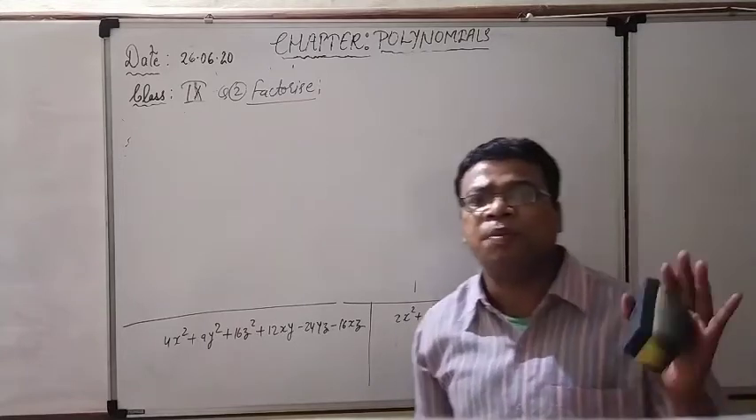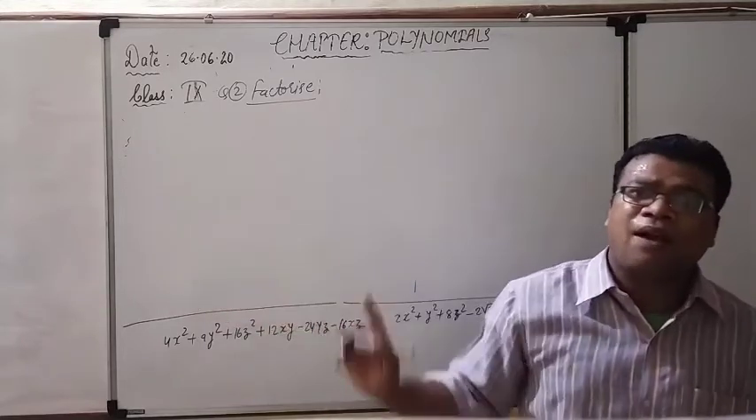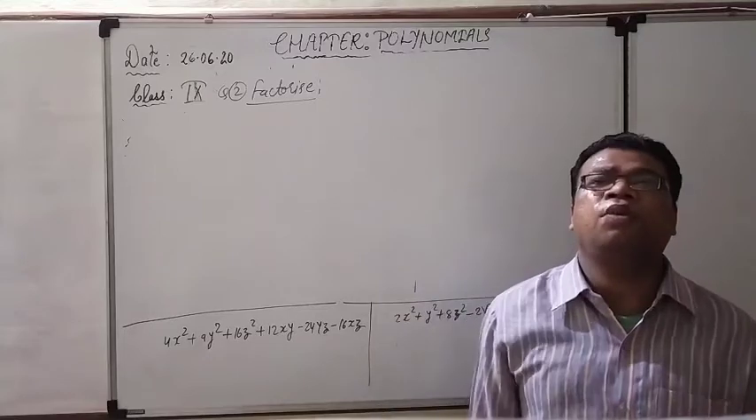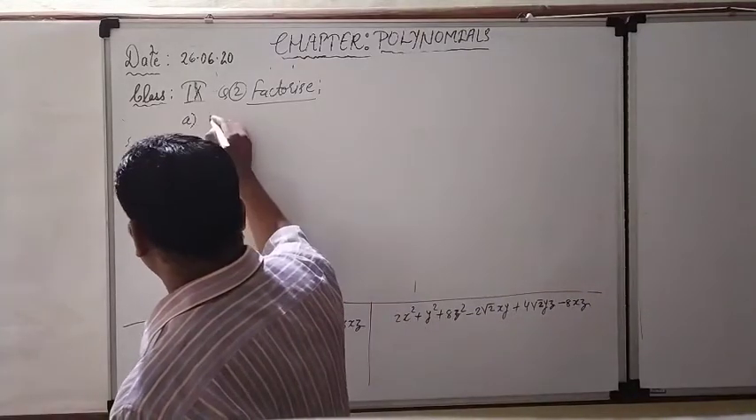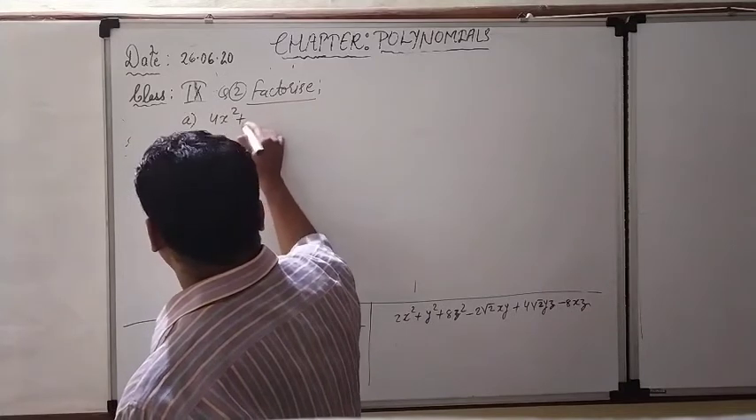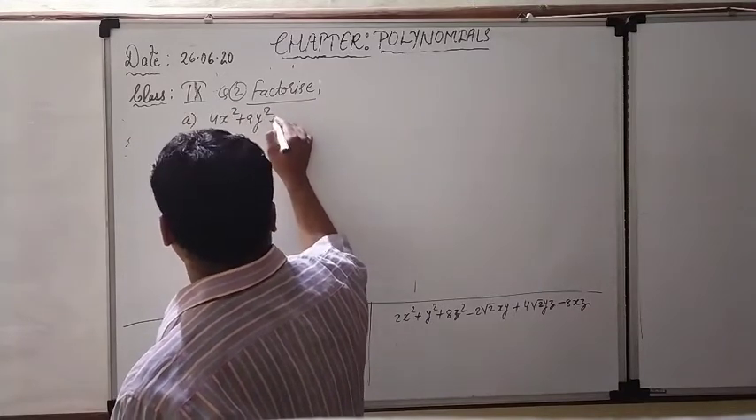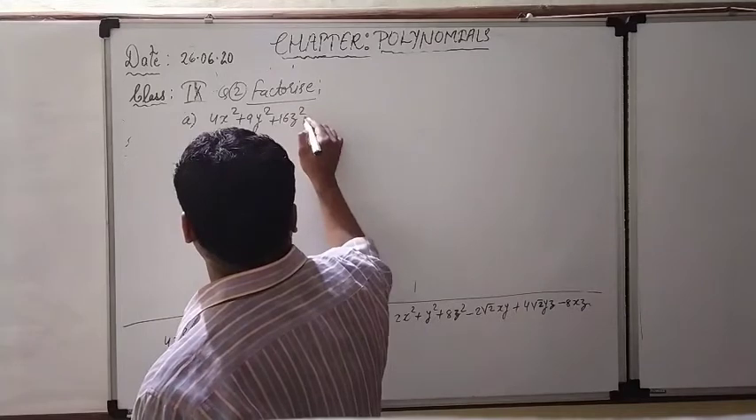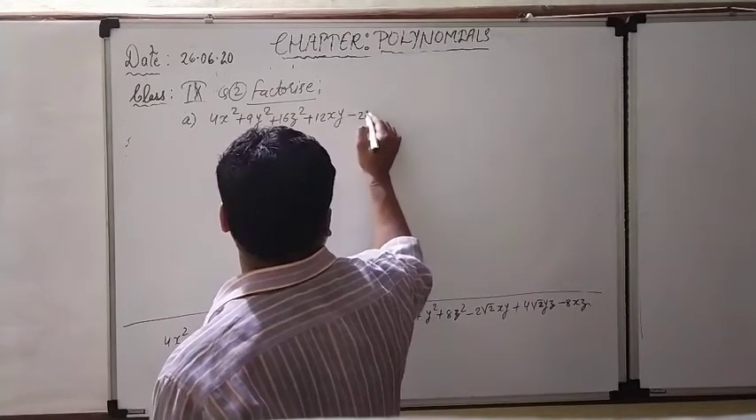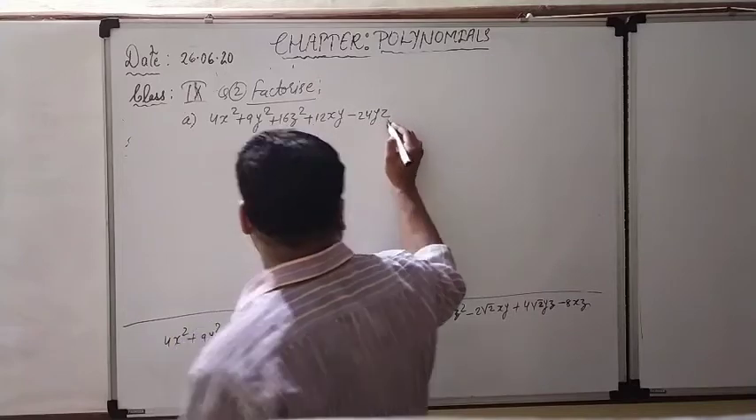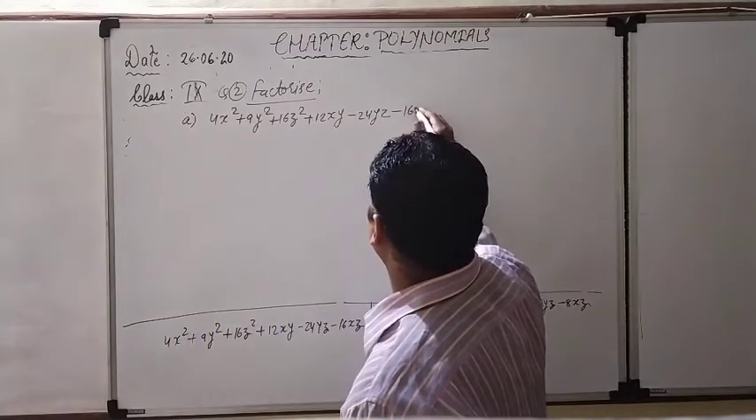Right now the things will be given in the expanded form, and after that we have to convert them into the factorized form. Right now see what is the first question in front of you that I am going to write down. 4x square plus 9y square plus 16z square plus 12xy minus 24yz minus 16xz.